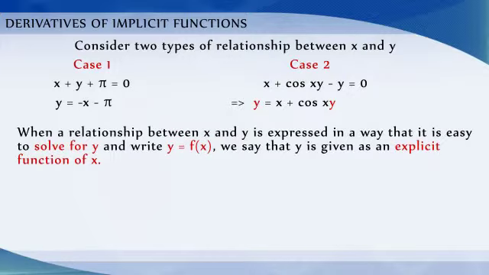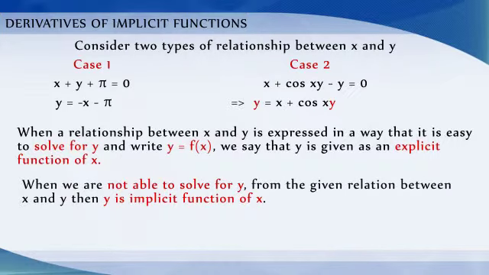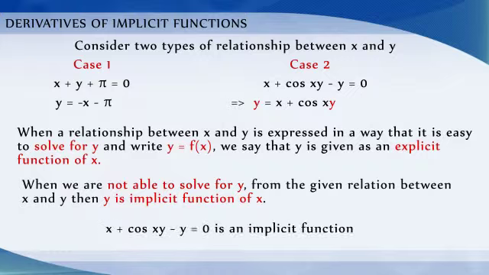When a relationship between x and y is expressed in a way that it is easy to solve for y and write y is equal to f of x, we say that y is given as an explicit function of x. When we are not able to solve for y from the given relation between x and y, then y is an implicit function of x. The second example we considered is an implicit function.